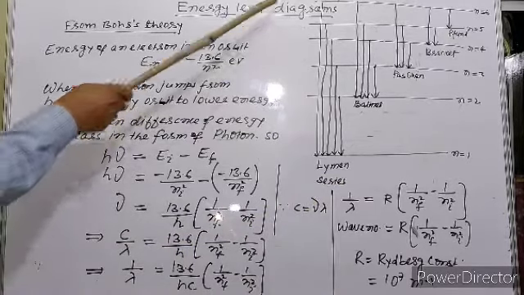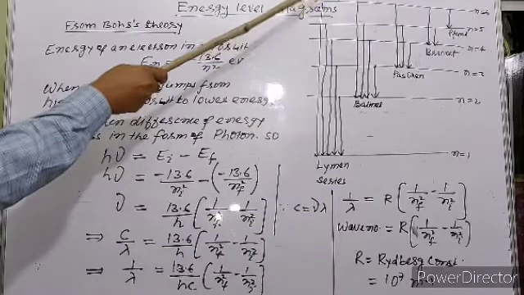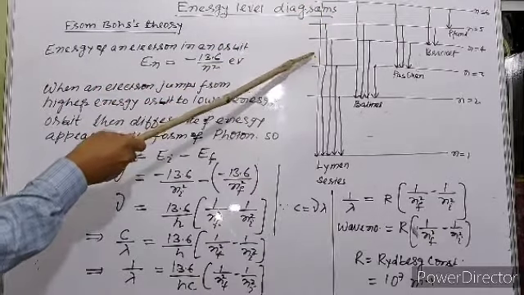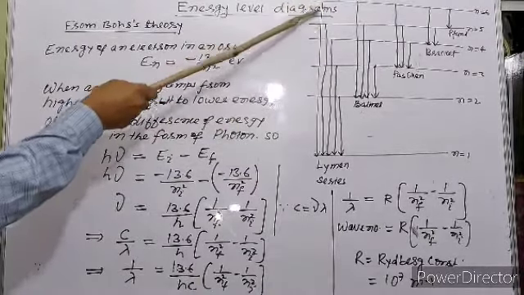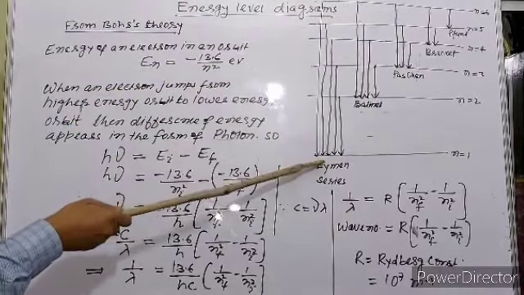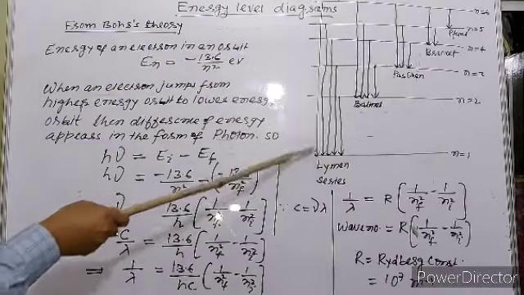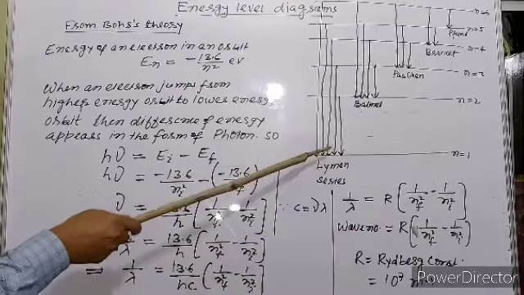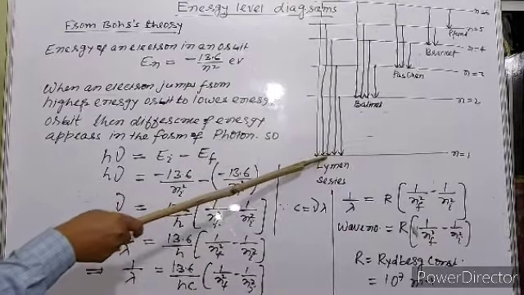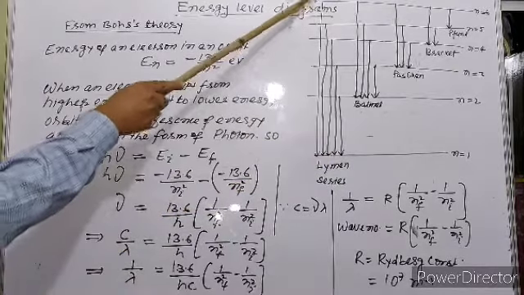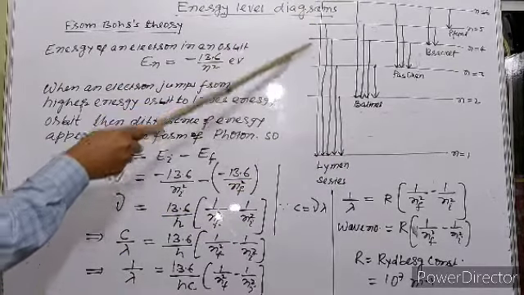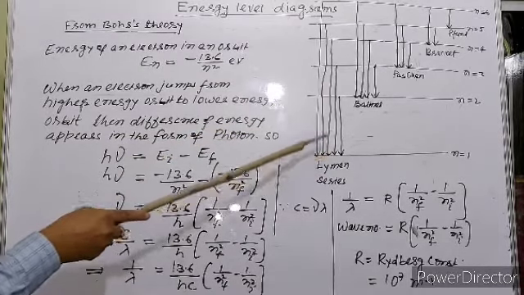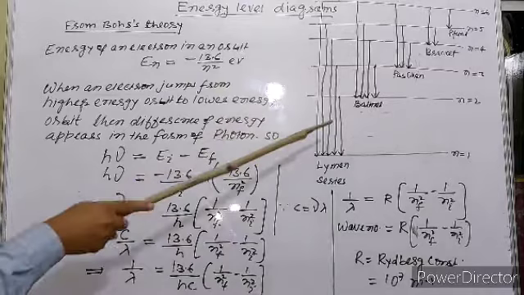Now, if the electron jumps from any higher energy orbit, meaning from n equal to 6, 5, 4, 3, 2, to a lower orbit, n equal to 1, then a frequency is generated, meaning there will be a wave number, and that is called the Lyman series. So from any higher energy orbit 6, 5, 4, 3, 2 to n equal to 1, the series obtained is called the Lyman series.